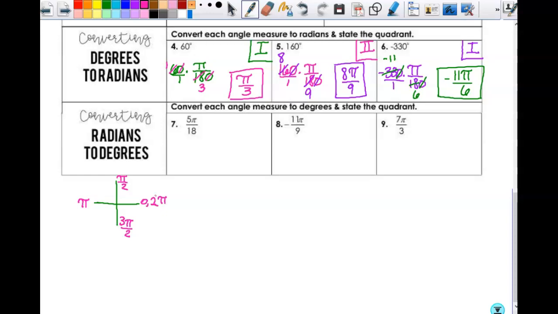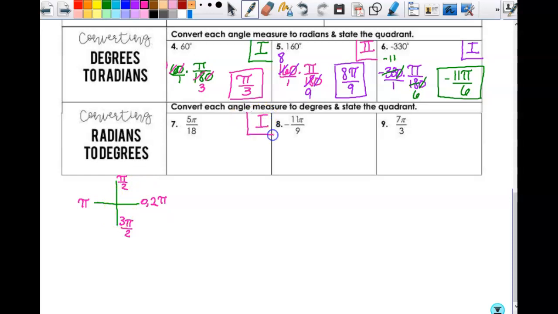All right, so now let's use that theory, that thinking, to figure out the quadrant for this. 5 pi 18ths, right? So if I'm thinking in 18ths, this is 18 pi 18ths, right? So this is 9 pi 18ths. Make sense? So what quadrant is 5 pi 18ths in? First quadrant. Okay, it doesn't tell me the angle measure right now, but I know what quadrant it's in. Does that make sense? That's all I want you to get out of that right now, like baby steps, okay?